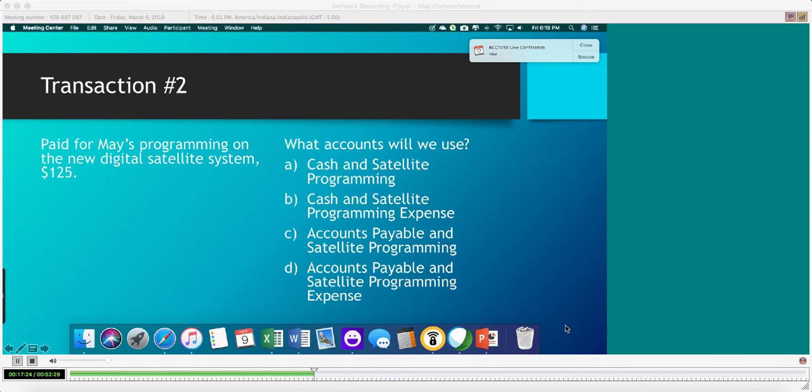Great job. Exactly right. It's similar to paying your phone bill or your cable bill or your gas bill. Exact same principle. We're going to go cash and satellite programming expense.